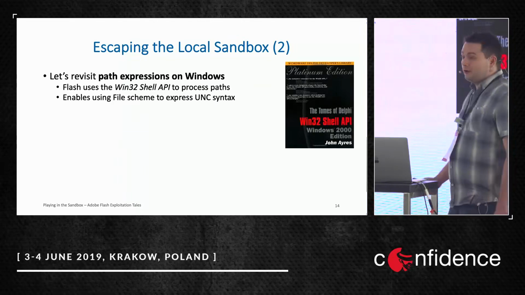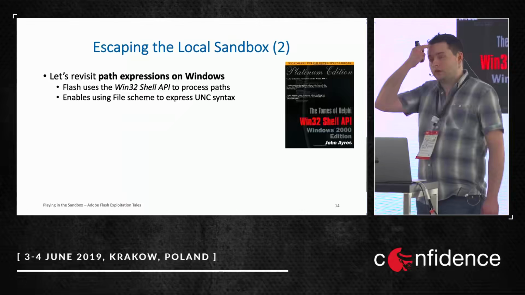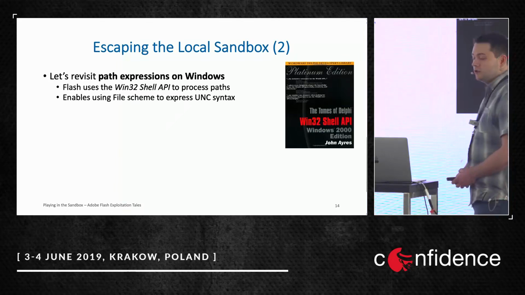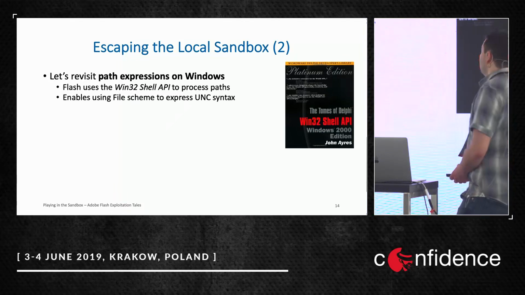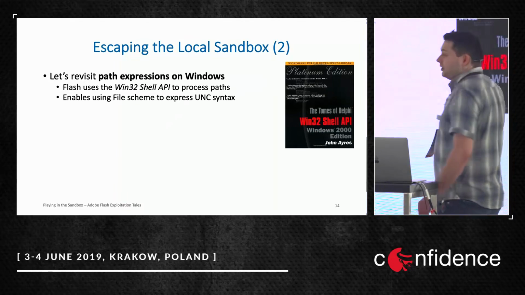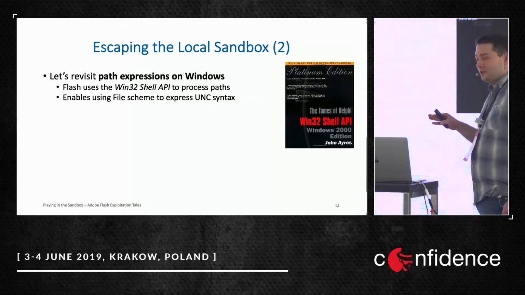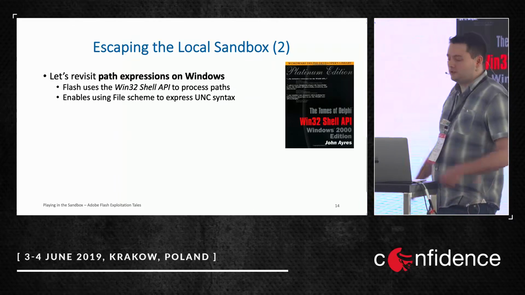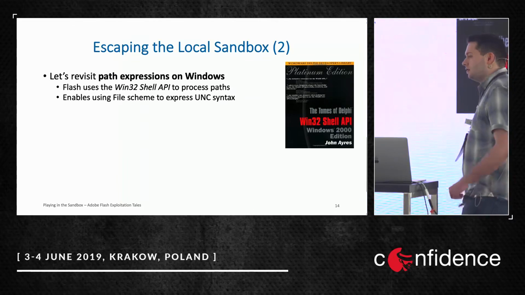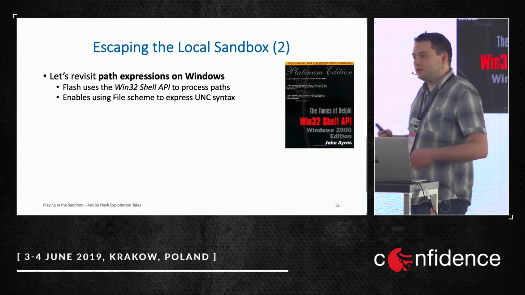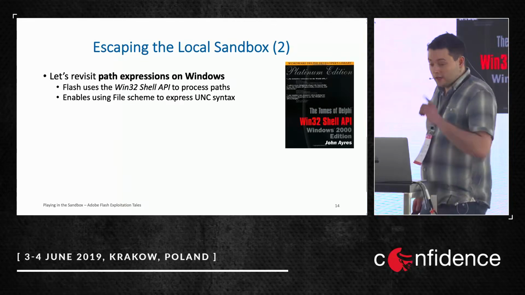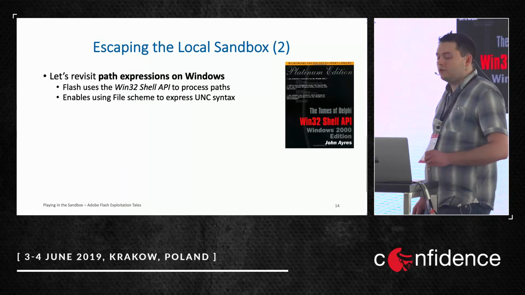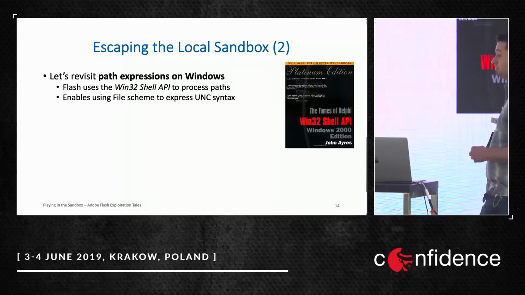Well, let's go back to path expressions on Windows. Flash is a multi-platform runtime, and on Windows it uses the Win32 shell API. Now, there's a book over here that I found, and it says Windows 2000, but it's actually much older. And it's quite an interesting API in the sense that it has a bag of tricks that you can use to do some interesting stuff. And one is that you can express UNC paths inside the file scheme.